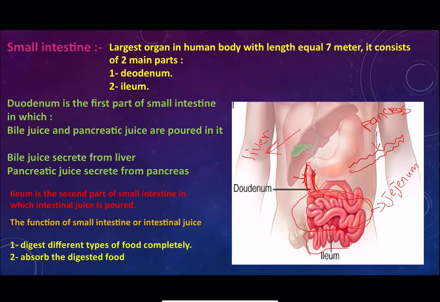And then all types of food that I eat are absorbed inside the ileum, which is found inside the small intestine. Okay, so the function of the intestinal juice, or I can say the function of the small intestine, is to digest different types of food completely and absorb the digested food. Okay?